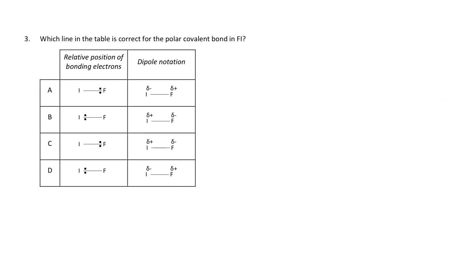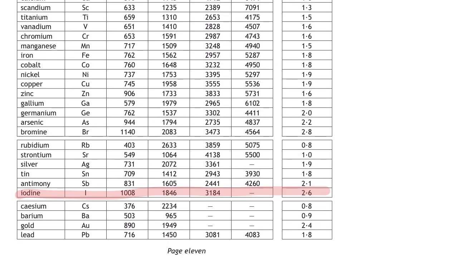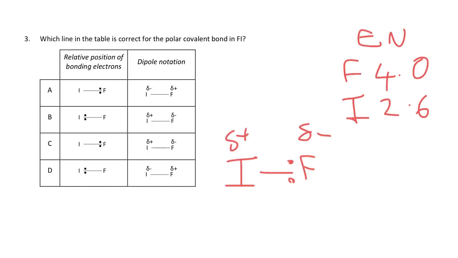Question 3 is the same type, and this time we're looking at iodine and fluorine, so electronegativities again. Fluorine 4.0, iodine 2.6. Fluorine has a greater attraction for the electrons in the bond. They're closer to fluorine, it's slightly negative, iodine is slightly positive. Over to our options then, looking for the ones where the electrons are closest to fluorine, A and C, and then we need delta negative at fluorine. And our possibilities are those, but the only one that matches in both places is C.